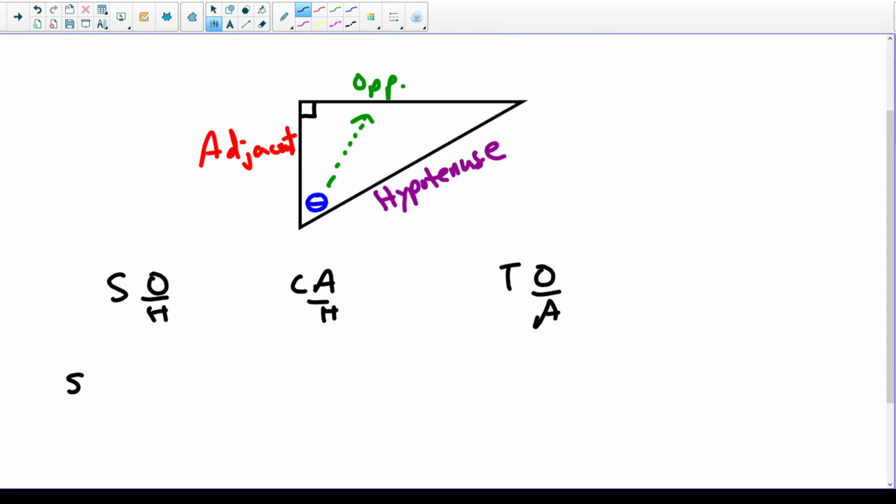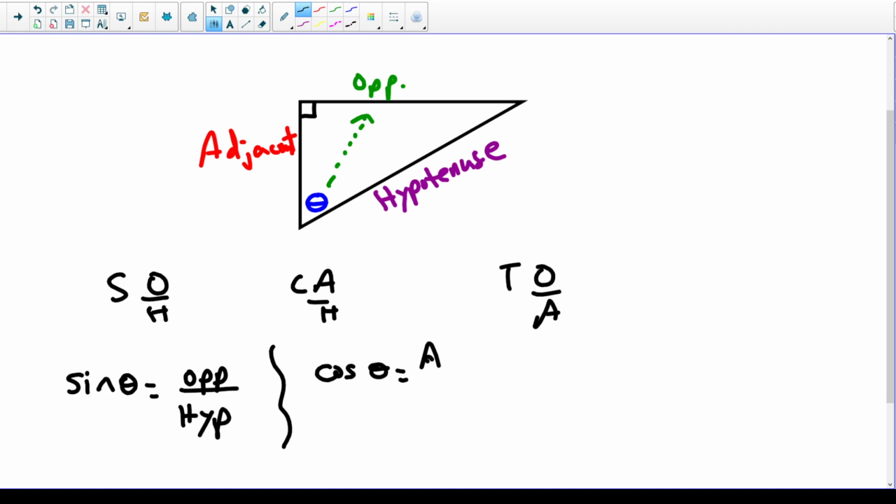and it stands for the sine of the angle is equal to the opposite side over the hypotenuse. The cosine of the angle is equal to the adjacent over the hypotenuse. And the tan of the angle, the tangent of the angle, is equal to the opposite over the adjacent.